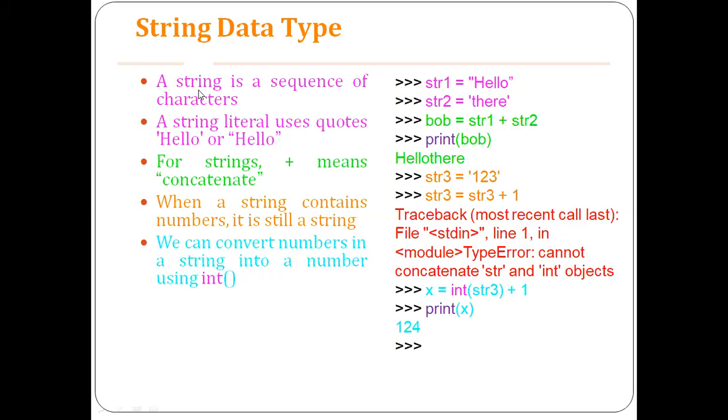A string is a sequence of characters, that we already know. It is a group of characters which we generally call a string. A string literal uses quotes. You can enclose a string literal within single quotes or double quotes as well; both are valid. A literal is nothing but a constant. You can enclose it in a pair of single quotes or in a pair of double quotes, and that works.